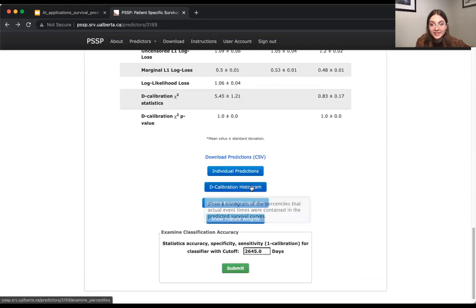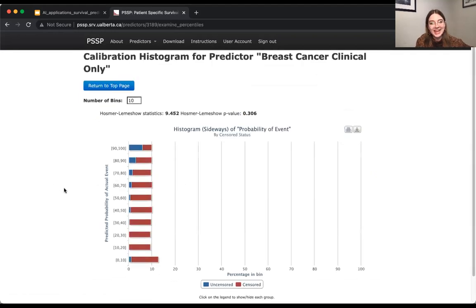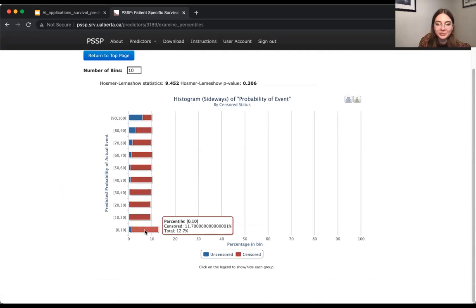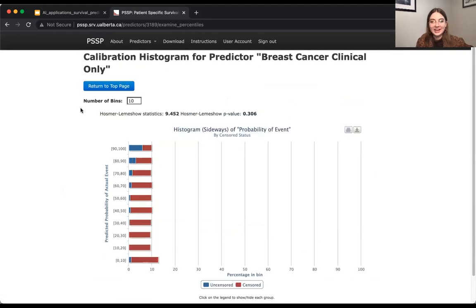You can look at the decalibration histogram as well. So I had shown an example of that. So in this case, this data set is so highly censored, but you can see that within the quantiles, since the number of bins is 10, we would want about each bin to have 10% of the patients, and it looks like that is certainly the case.